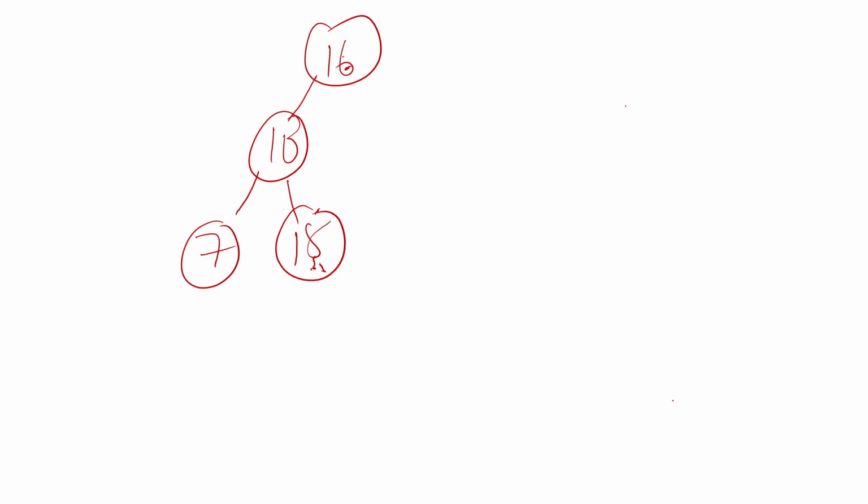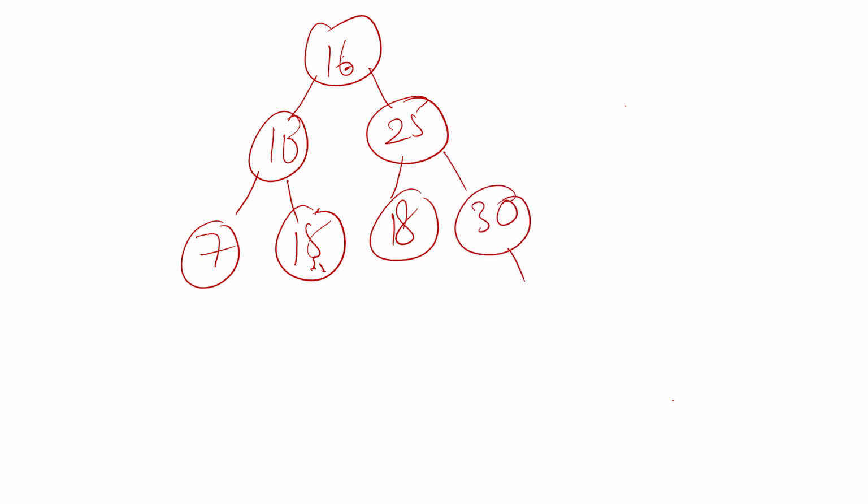Similarly, after 16, we'll have 16, 25, then we'll have 18, then we'll have 30, and then we'll have 40. 40 is red, we know. 16 will be black. Now, I'll have to see the colors, but basically this will be black. We'll copy the colors, we'll see them.